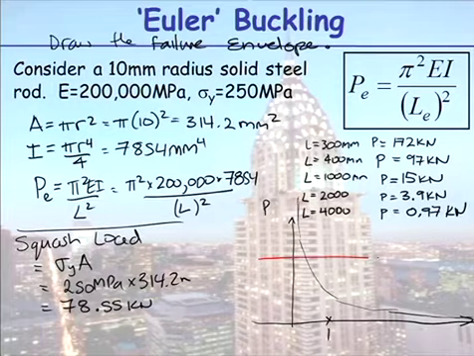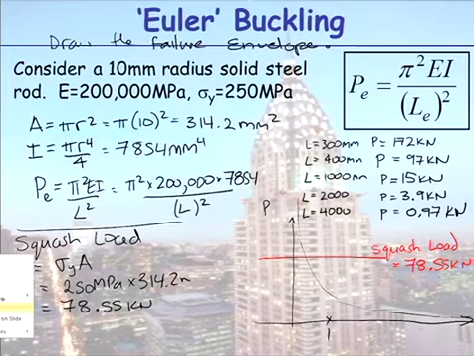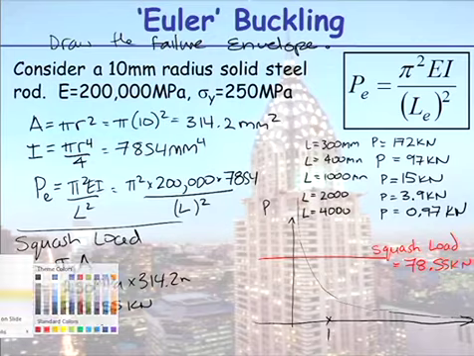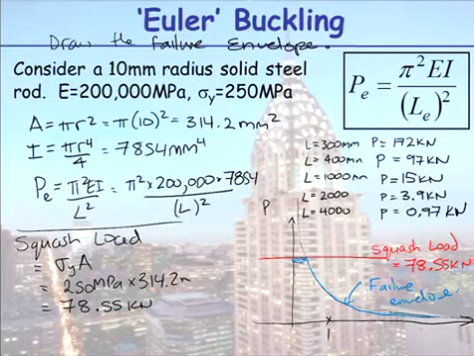I have a cut-off limit here, and that cut-off corresponds to the squash load limit of 78.55 kilonewtons. So my failure envelope is a combination of both curves, so it sits in like so. All good?